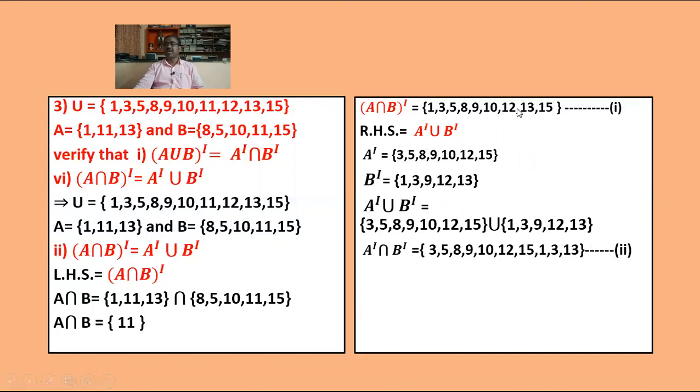From equation 1 and equation 2, both contain exactly the same elements. Hence, LHS is equal to RHS. That is, A intersection B complement is equal to A complement union B complement. Hence, it is proved.